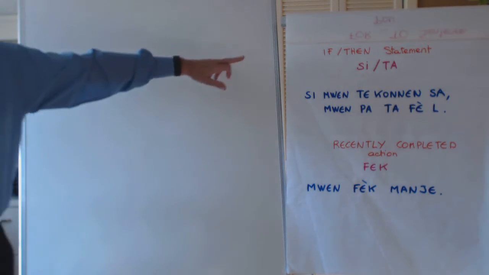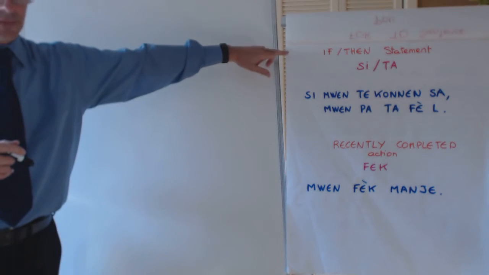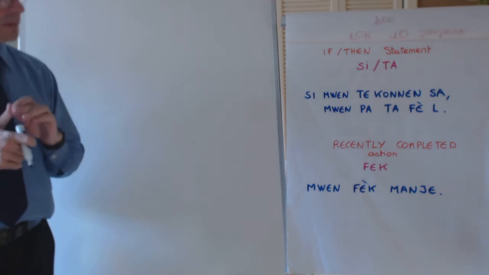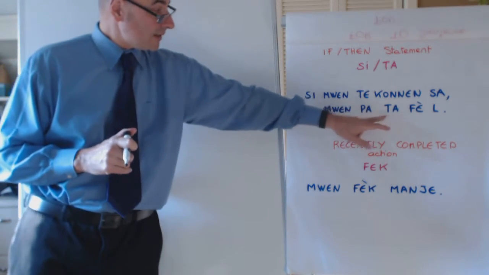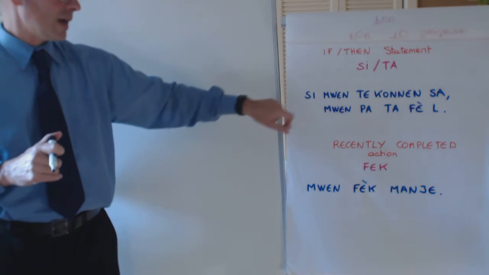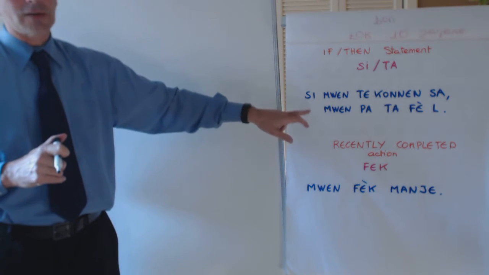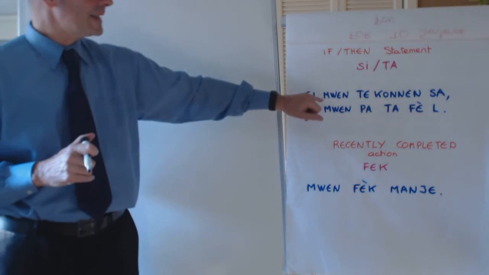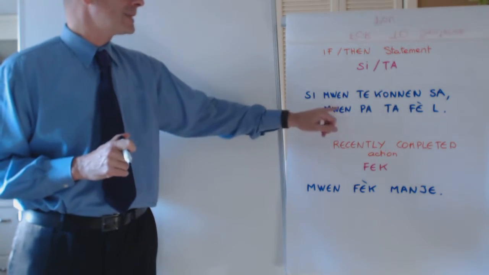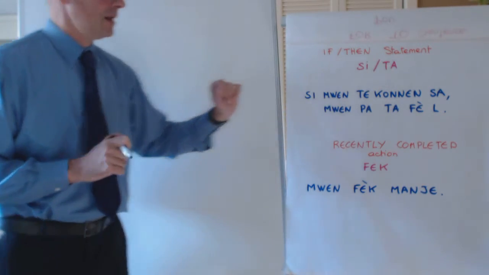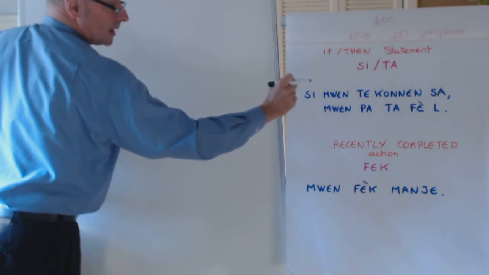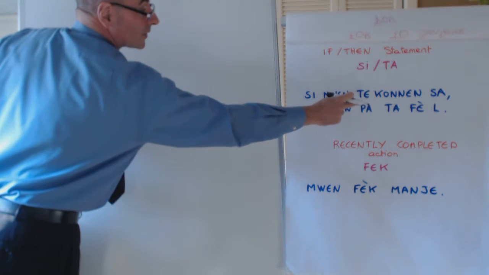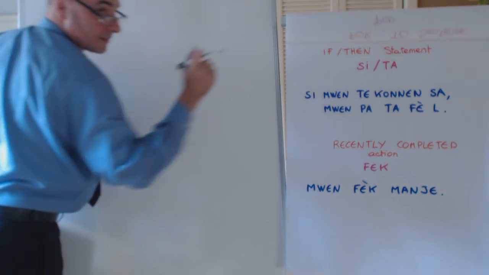Also, this kind of statement here, starting with if, sita, and we are going to use in that statement the past tense and the conditional tense. If I knew that, I would not have done it. Si moi te connaissa, moi pas ta fait. If I knew that, I would not have done it.